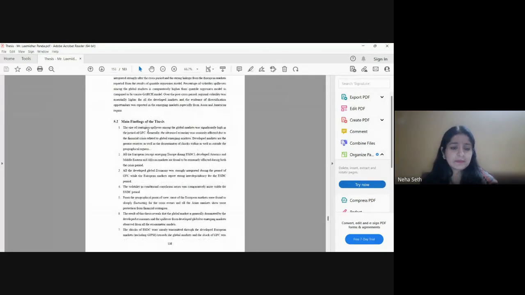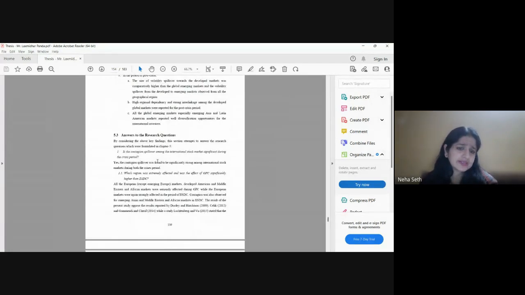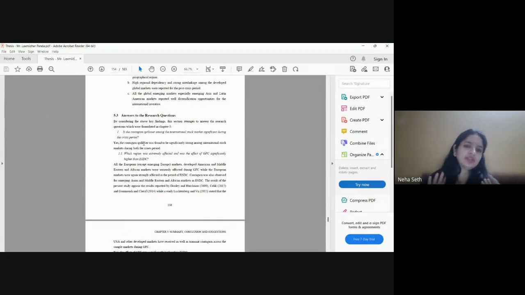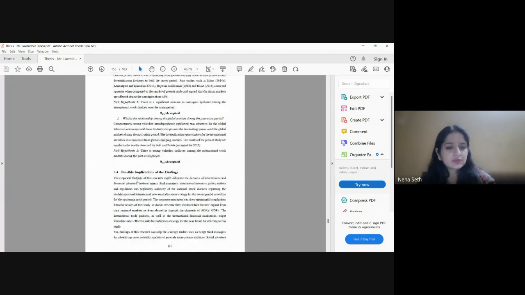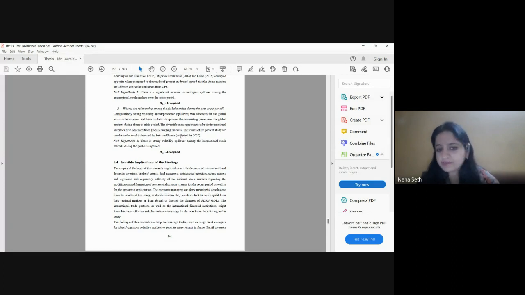So the summary covers the main findings of the thesis, with clear-cut answers to the research questions. These were the research questions. Is contagion spillover among the international stock markets significant during the peak crisis period or not? The answer is a clear-cut yes. The interpretation is given in the previous chapter, and the answer is given in this chapter. Similarly, there are more research questions in the thesis, and the answers are given. Whether the hypothesis associated with each research question is accepted or rejected is also mentioned in this part of the chapter.